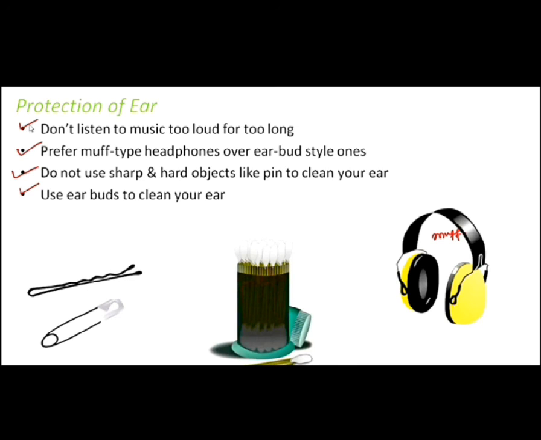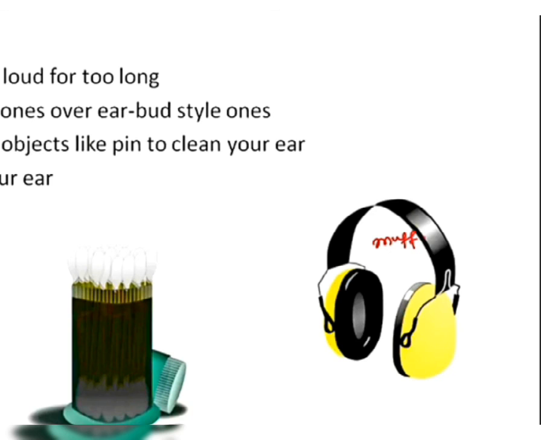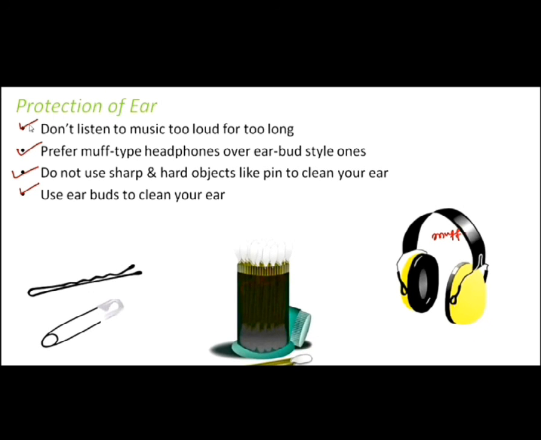Another one, prefer muff type headphones over earbud style ones. You have seen that there are two types of headphones available. Muff type are safer because they are not in direct contact with your eardrum. These are the muff type headphones. The other type is the small thing that's inserted inside the ear. That should be less preferred because it is in direct touch with the eardrum.